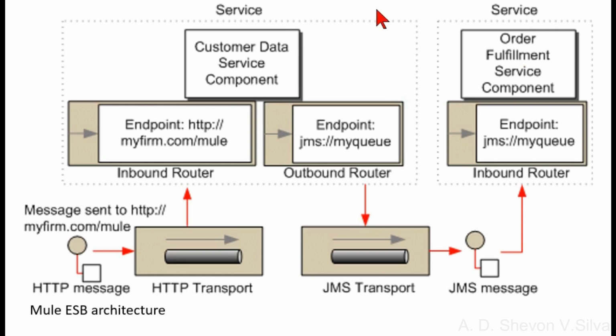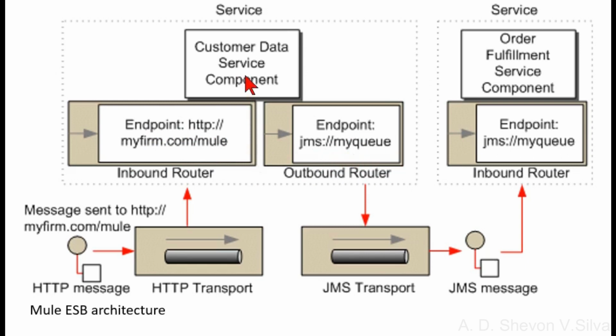Here you can see a message sent to http://myfirm.com/mule, and it interacts with the HTTP message here, and it's connected to the HTTP transport, and the HTTP transport is connected to the service here. Here you can see the inbound router, and here the endpoint http://myfirm.com/mule is there, and here the outbound router is connected to the endpoint jms://myqueue.